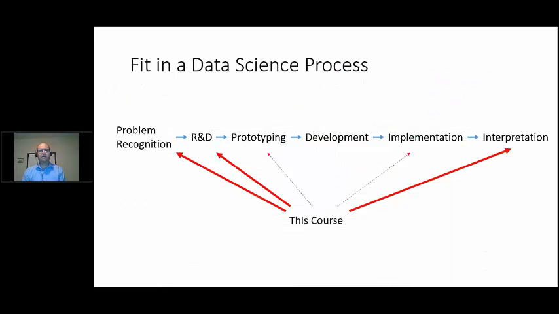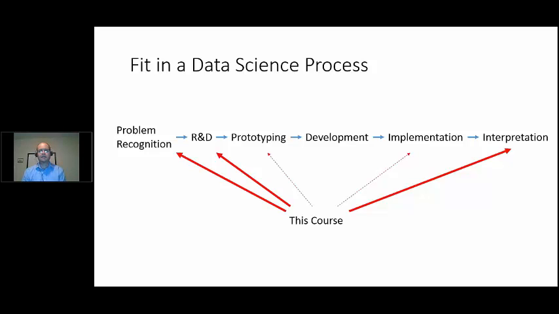If I think about where this fits in, let's say, a data science process, I have mapped out here what I would consider to be a typical data science process, going from recognizing a problem to doing some R&D on the problem, to prototyping, to development, to implementation, and then at the far end to use and interpretation by managers.